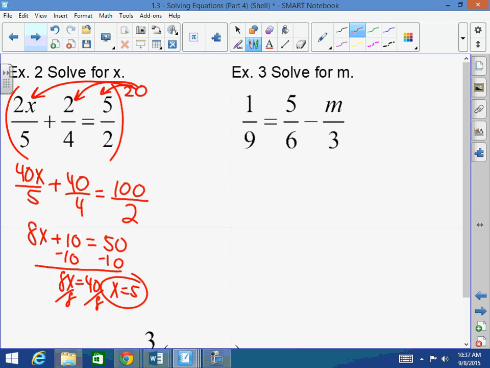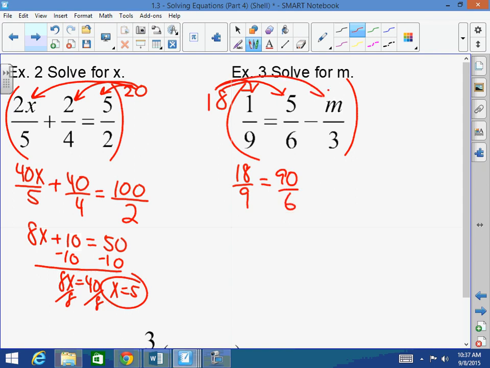Yes, sir, my brother. Of all the fractions, you find the LCD, brother. Thank you, my man. How about here, gentlemen? 18 is the LCD for number 3. Excellent. So I want to multiply 18 to everything here, guys. 18 times 1/9 is 18/9, my brothers. 18 times 5, what is that? 90. That's 90 over 6. Thank you, gentlemen. And 18 times negative m over 3 is negative 18m over 3.